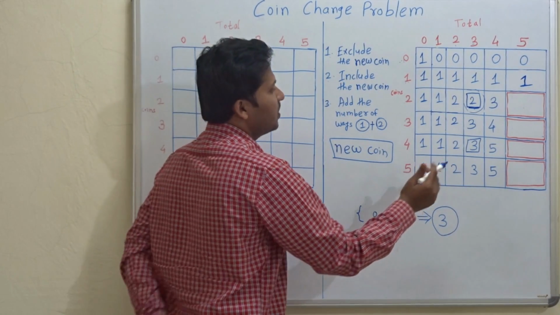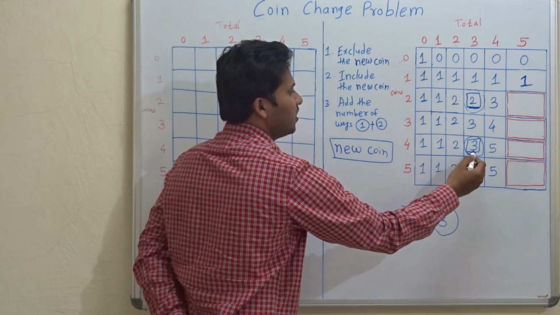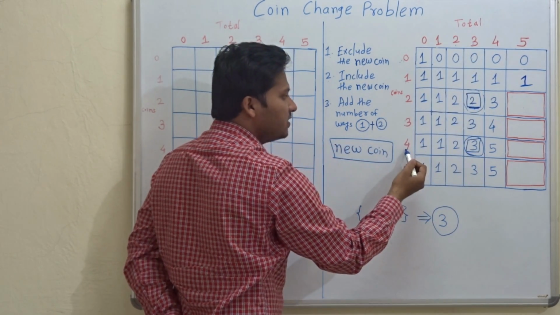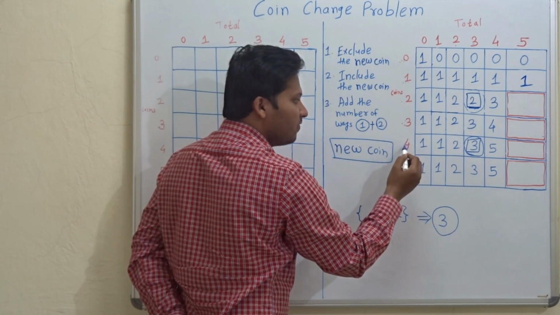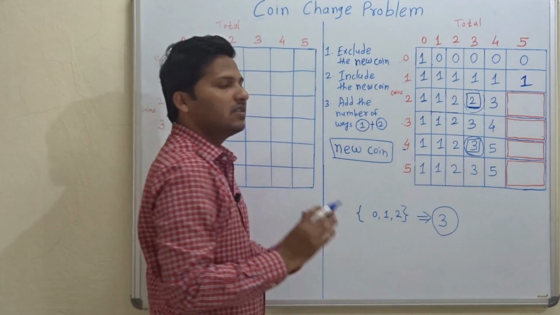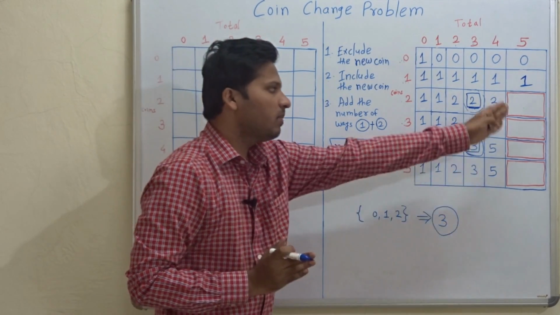So this is the way to read this matrix. And another example, suppose this cell. The number of ways to make a total of 3 by using coins of denomination 0, 1, 2, 3 and 4 is 3. This is the way to read this matrix. Now let's fill these blank cells.